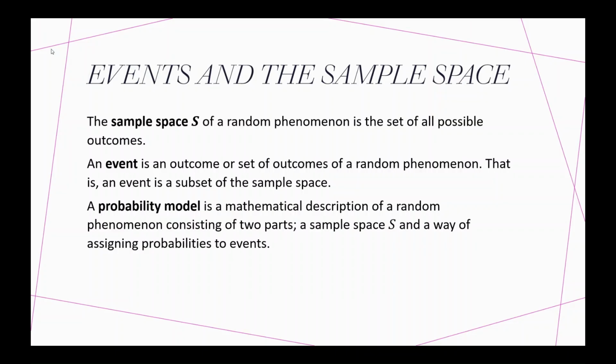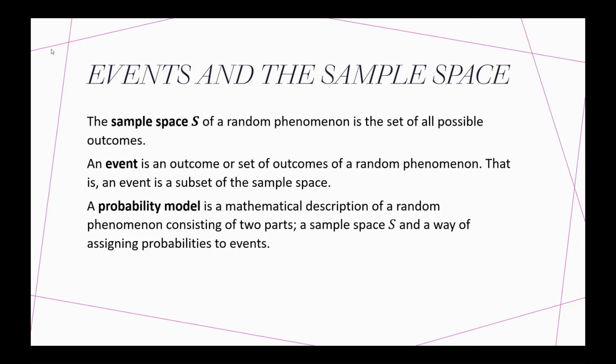Before we can have that discussion, we need a couple pieces of terminology. The sample space S of a random phenomenon is the set of all possible outcomes. If we're just talking about, say, flipping a coin, the only two possible outcomes would be heads or tails. And that would make up the sample space.